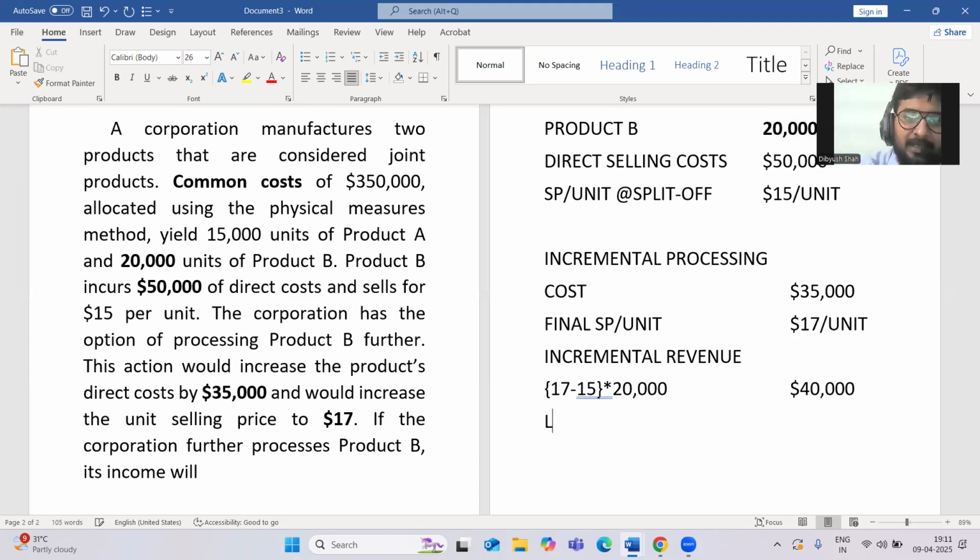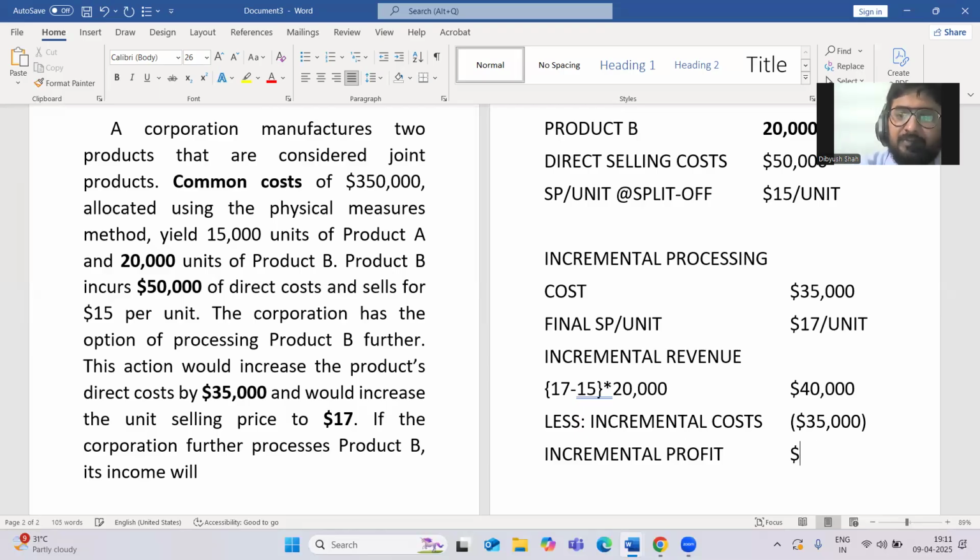What is my incremental further processing cost? This is given. My cost will increase by $35,000. So what will be my profit status? My profit will actually increase by $5,000. First of all, should I process this product further? Yes, because my profit is increasing by $5,000.